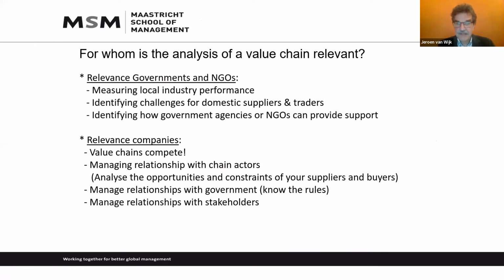Now, this is my final slide. I think we have only a few minutes left. So for whom is an analysis of a value chain relevant? Well, again, for governments and for NGOs on the one hand, so for public organizations, to measure the industry performance, to identify the challenges of the domestic suppliers and traders, and then what can a government agency do to support, or an NGO do to support these organizations? Now, for companies, it is very relevant because value chains compete, and you want to know how you can manage in an efficient way your relationships with suppliers and buyers and with governments.